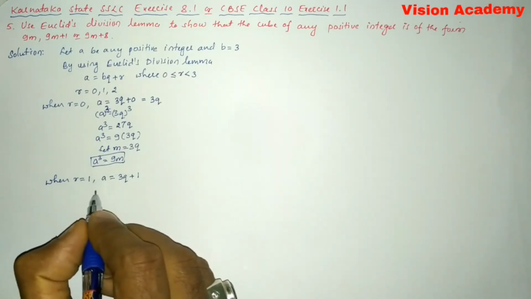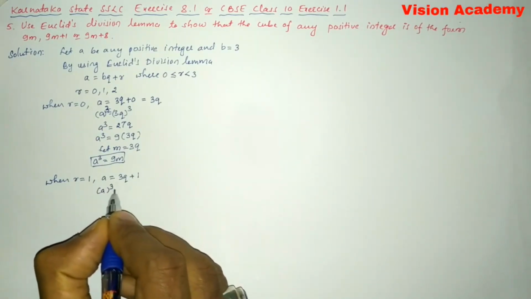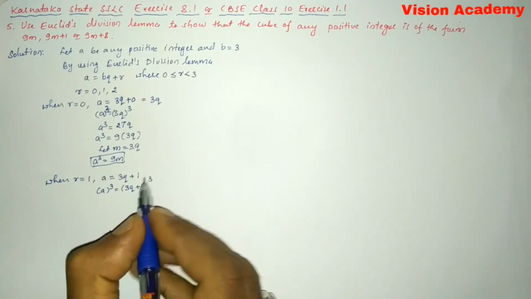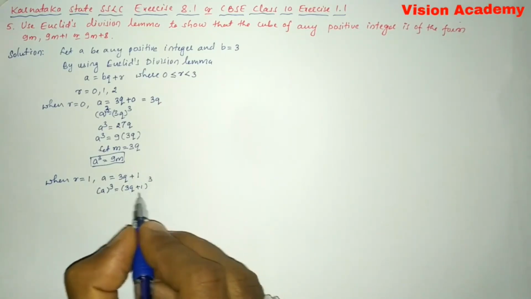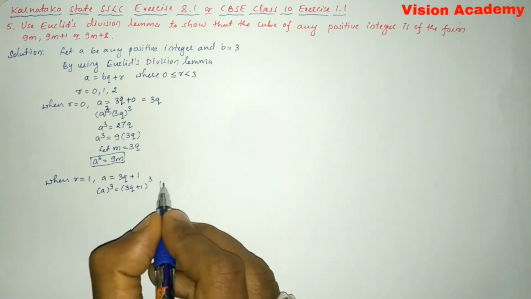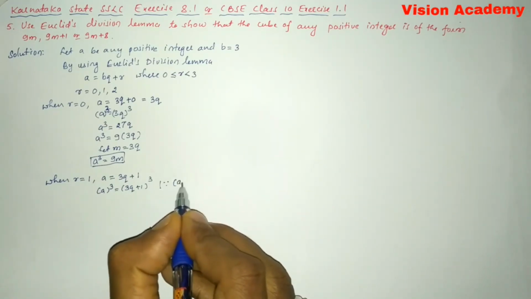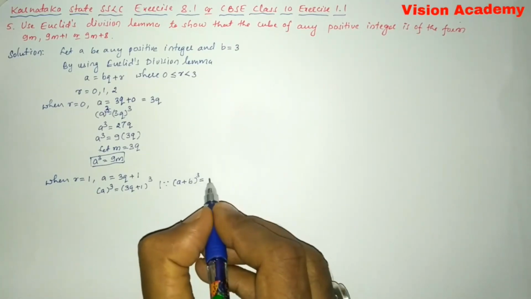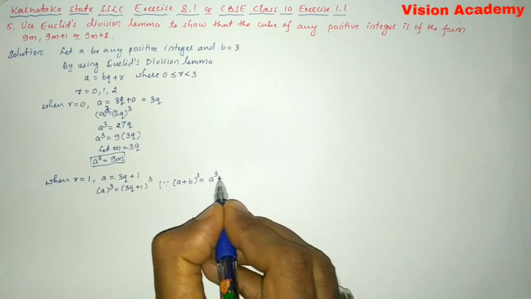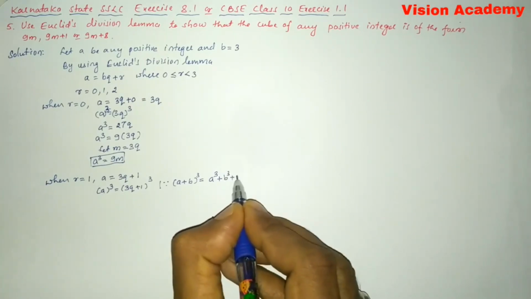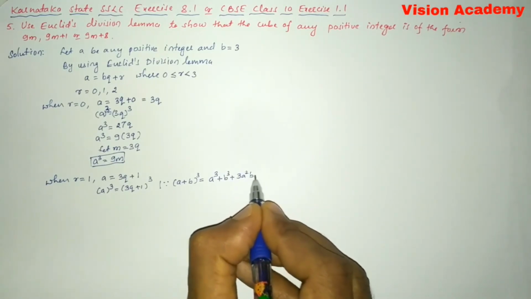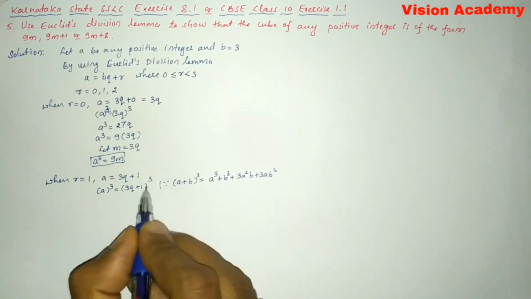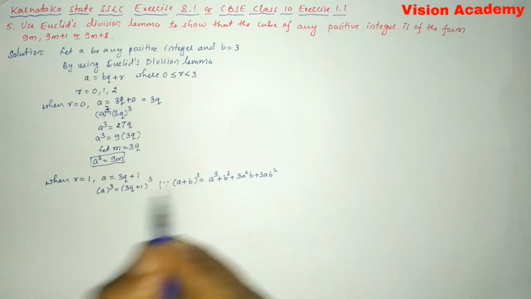Now let us cube on both the sides. So here this gives us a cube is equal to 3q plus 1 whole cube. Here this is in the form of a plus b whole cube, because we can write a plus b whole cube. Once we expand this one, we will get a cube plus b cube plus 3a square b plus 3ab square. So we have to expand this particular expression in this format.